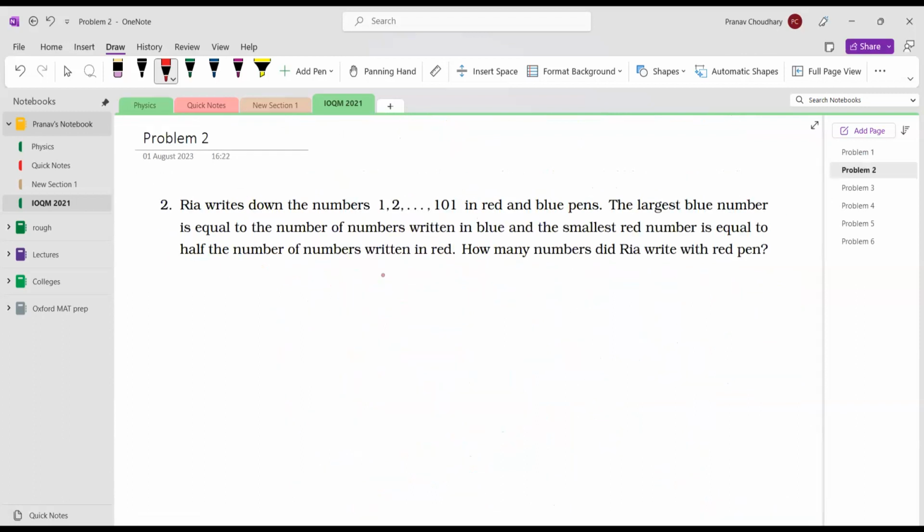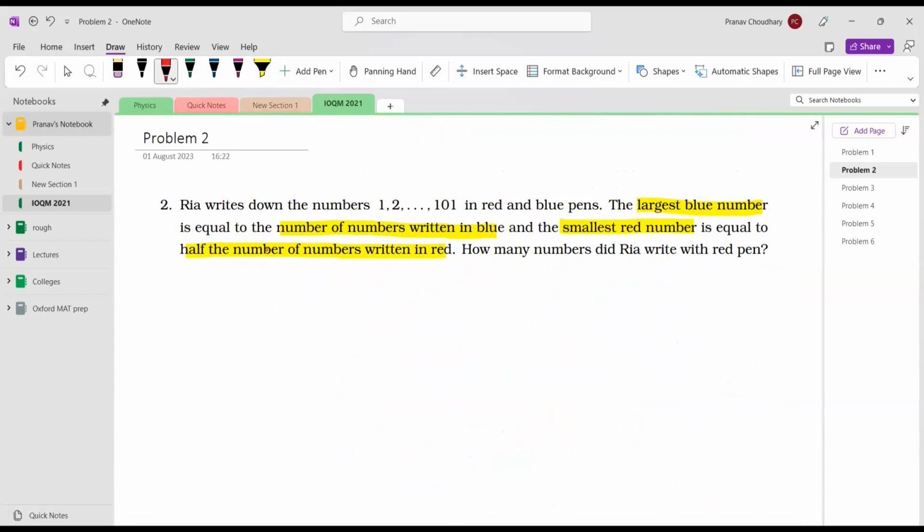So this is the second question. Ria writes down the numbers 1 to 101 in red and blue pens. The largest blue number is equal to the number of numbers written in blue, and the smallest red number is equal to half the number of numbers written in red. How many numbers did Ria write with red pen?